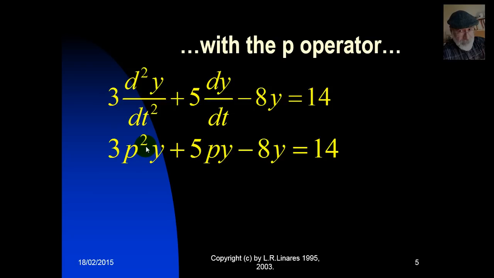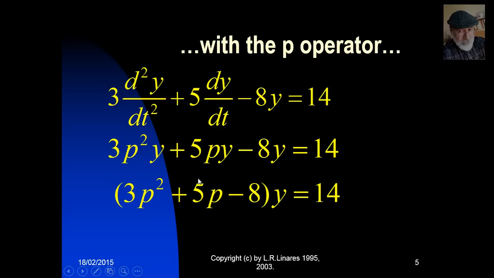P squared is a second order one, but we can do something else. We can factor out y like this. Don't be surprised, I have not solved it. I have only rewritten the same differential equation. Again, we see the coefficients 3, 5, negative 8, and the right-hand side term. I'm only emphasizing that there is only one unknown in the differential equation, y of t.